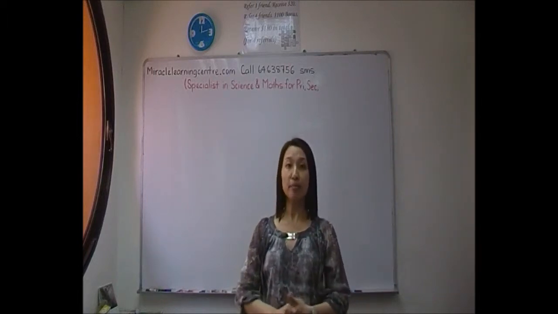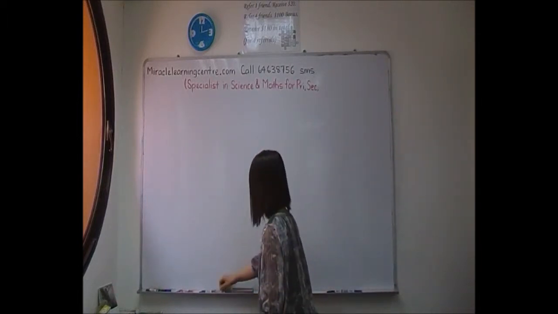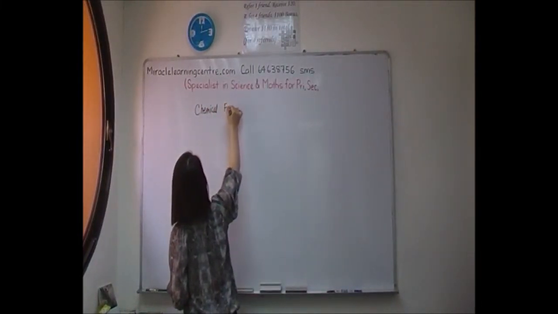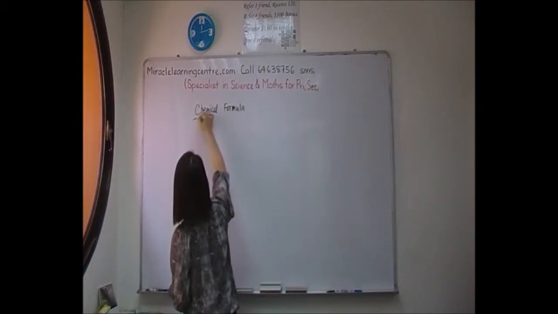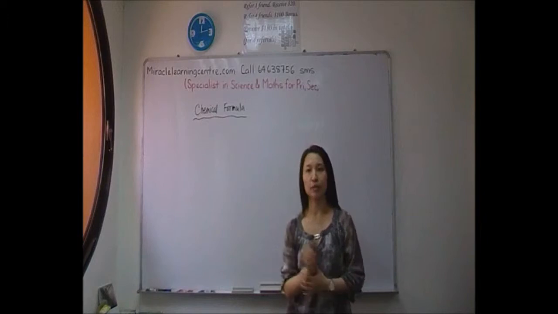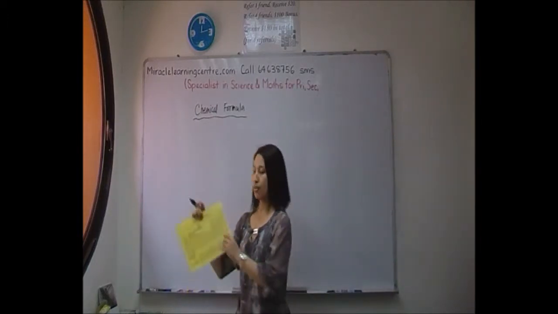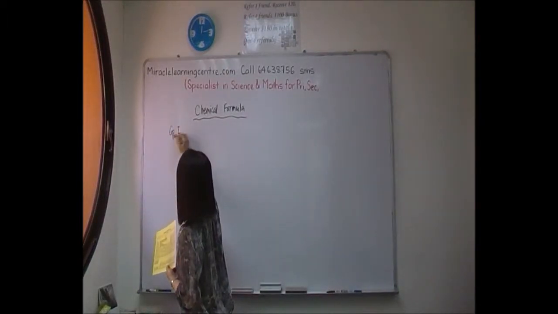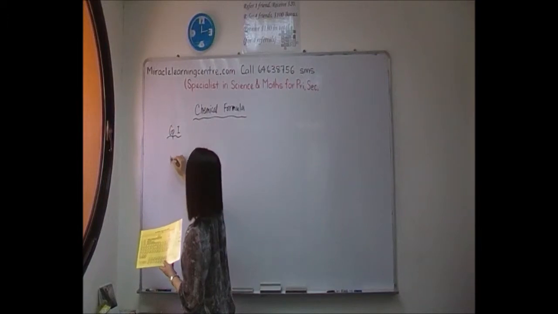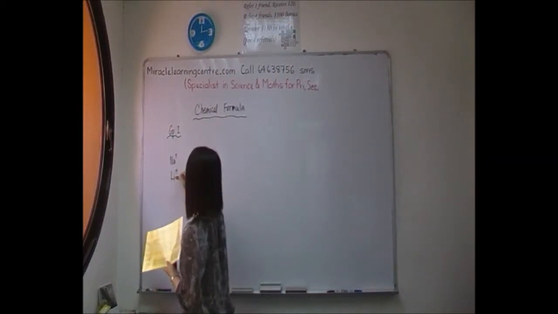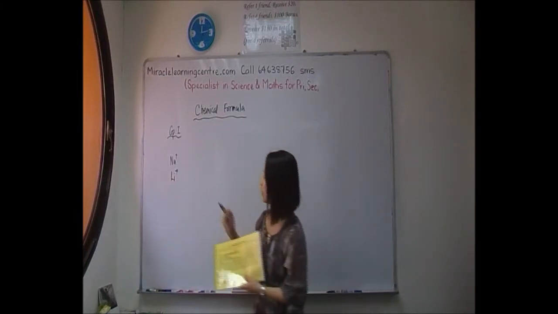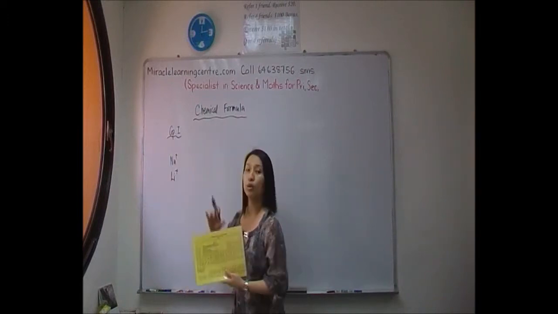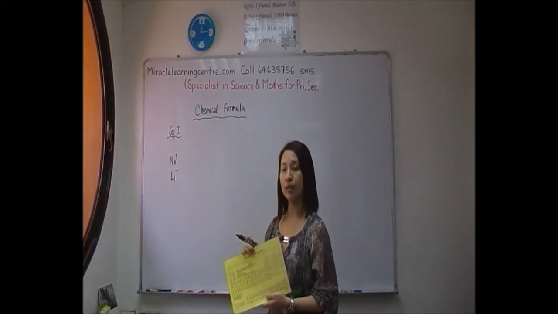Today we're going to learn how to write chemical formula. First, before writing chemical formulas, we need to know the charge of the elements. For example, those elements in group 1 will have a charge of +1. Remember, metals have 1 valence electron, so they will lose 1 electron to form a charge of +1 for elements in group 1.